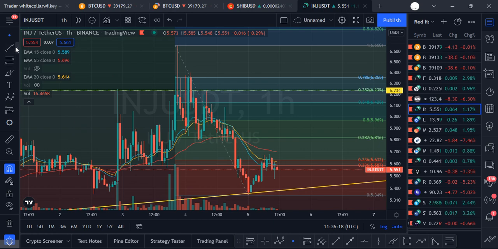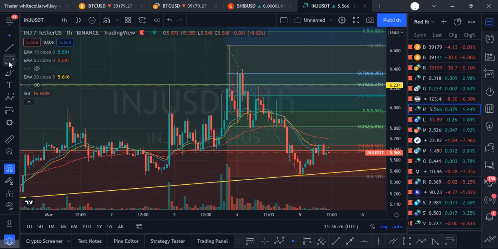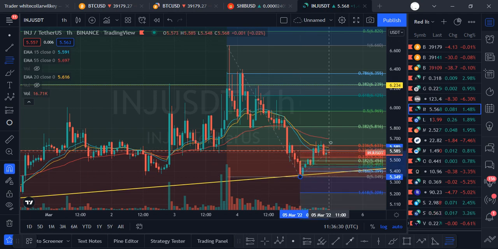Is it going to come down again? That's the thing. Is it holding there? Is it going to hold there? Or is it going to capitulate and then come back up again?